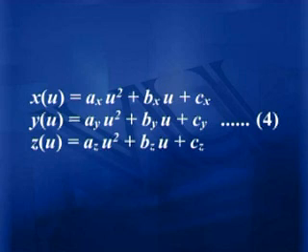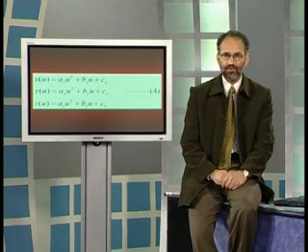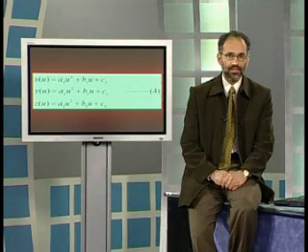Similarly, y of u is equal to ay u squared plus by u plus cy, and for z of u it equals az u squared plus bz u plus cz. This set of equations we mark as the fourth. So you can see we have expanded the x of u, y of u, and z of u, which we know are forming what? The vector p, which is going to define the point on the boundary of the circle.